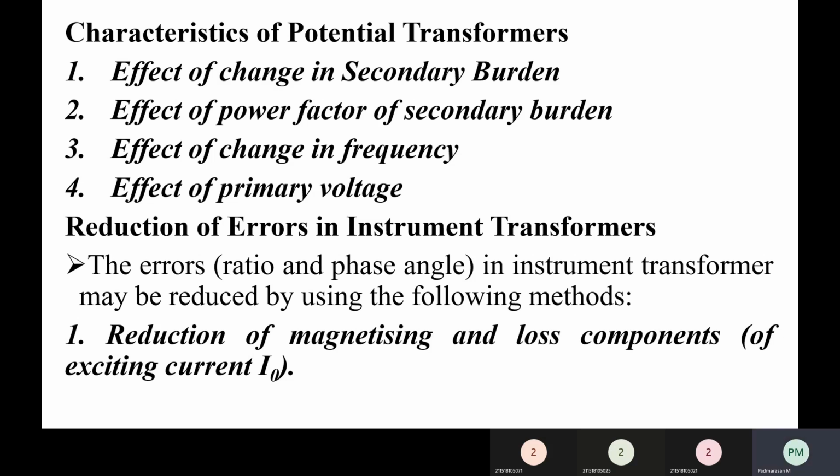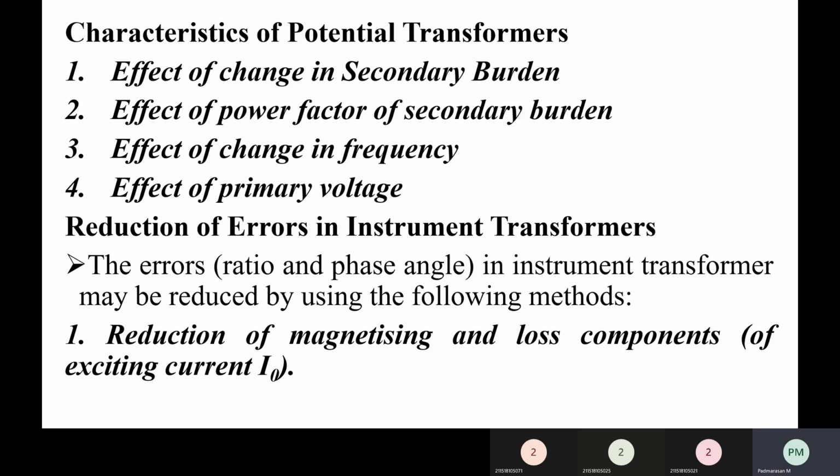So with the increase in secondary burden, the secondary current is increased, and consequently the primary current is increased. Both the primary and secondary voltage drops increase for a given value of primary winding voltage. There is a decrease in the value of the secondary voltage, and hence the actual ratio increases as the burden increases. So this variation of error is almost linear with change in burden.